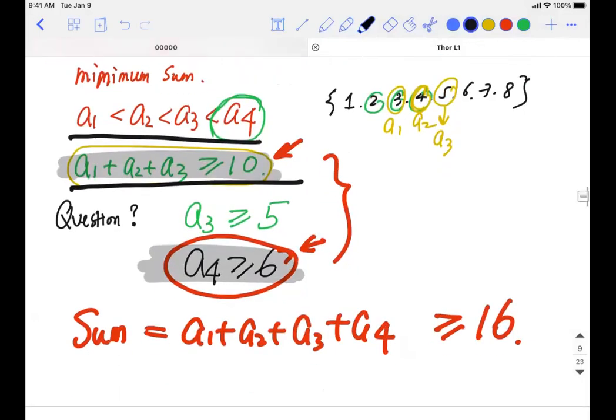So therefore, the minimum sum of such a face will be 16. You see, using this analytical method, you don't really have to do the enumeration, but you can list out all the solutions. Understandable, right? So easy.